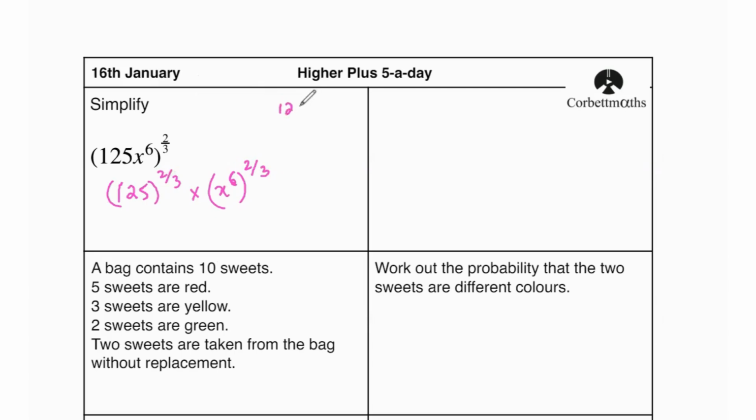Now, 125 is basically 5 cubed. So 5 cubed whole power 2 over 3 times x to the power of 6 whole power 2 over 3. As I said, when there's a power outside the bracket and inside the bracket, you distribute it, and after that you multiply the powers. So 5 to the power of 3 times 2 over 3 is going to be 5 squared. And this is going to be x to the power of 4. So that's going to be 25 times x to the power of 4.